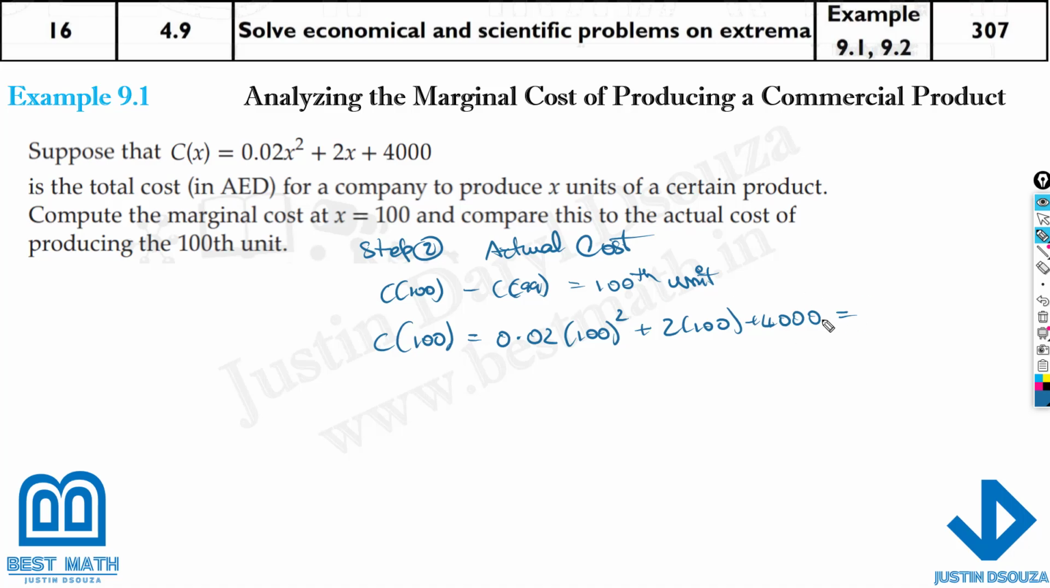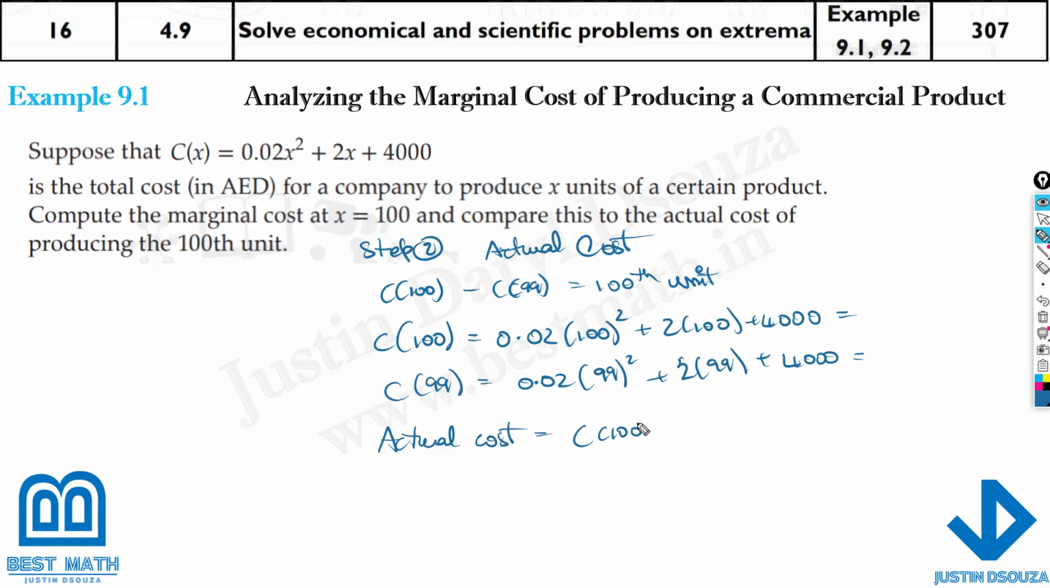And the answer will be, you can just compute it. And then over here it is of 99. What's going to happen? It's the same thing, but instead of 100 we have 99, and over here it's 2 times 99 plus 4000. That is equal to something. Now what we do is the actual cost, that is equal to C of 100 minus C of 99, the two values you need to subtract, and then you find the answer.